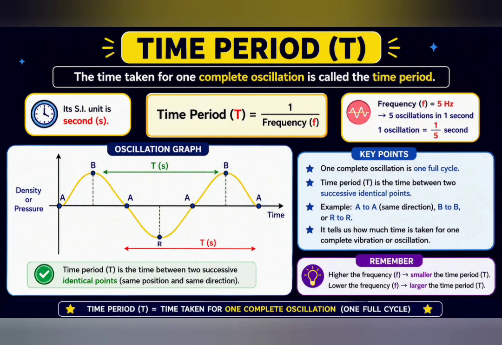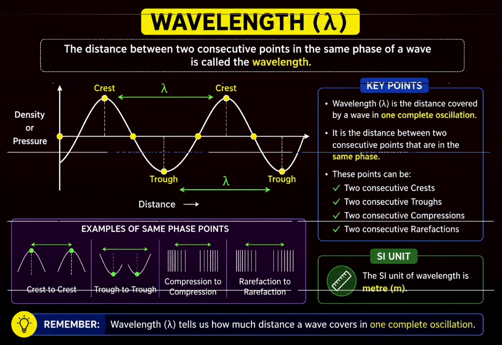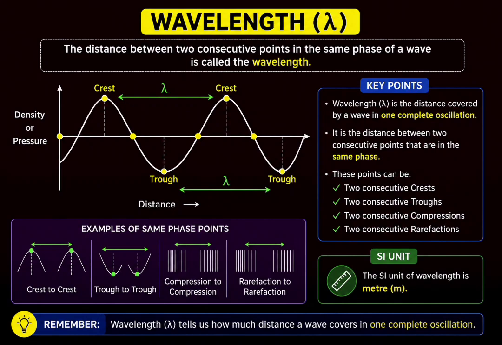Next, we have wavelength. A wave has different points like crest, trough, compression and rarefaction. The distance between two consecutive points having the same phase is called wavelength. It is represented by lambda. The distance between two consecutive crests, two consecutive troughs or two consecutive compressions is equal to one wavelength. The SI unit is meter.